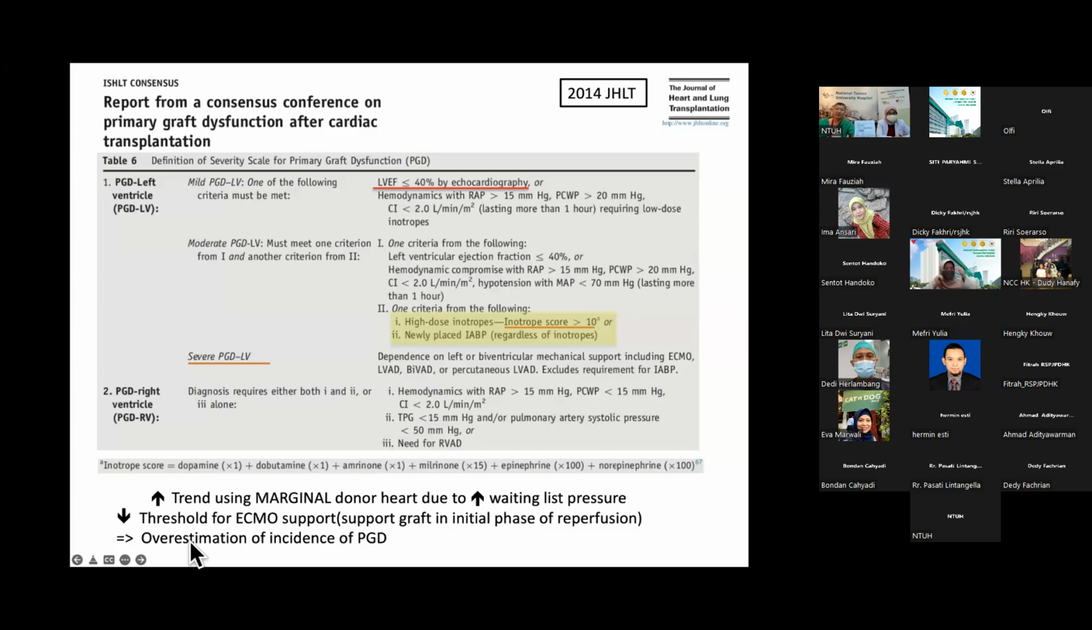Okay, and also because of the advance and improvement of ECMO support, more and more centers would like to use ECMO support for borderline myocardium.